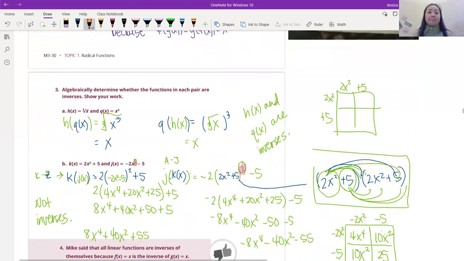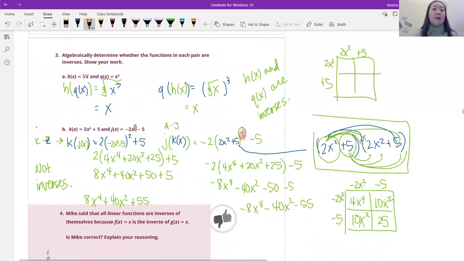So the last part here for today is we have A and B. We have h of x and q of x. Are they inverses? I would really like you to try these by yourself, if you did not do them already in class, if you missed class, or you couldn't hear, whatever the reason. That's what I would do. And then check your work here.